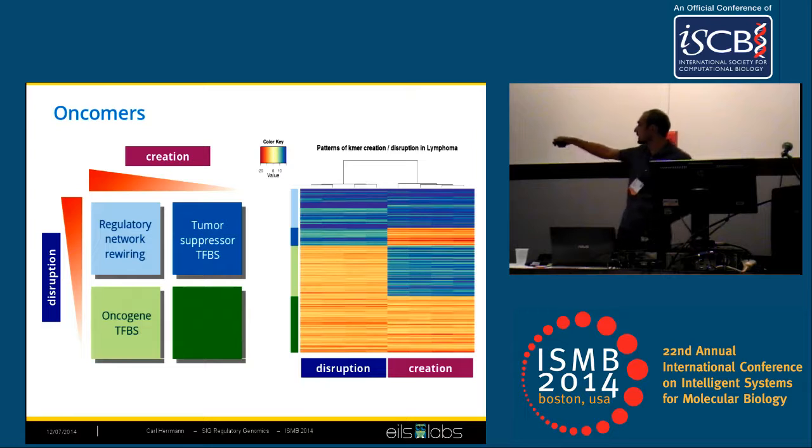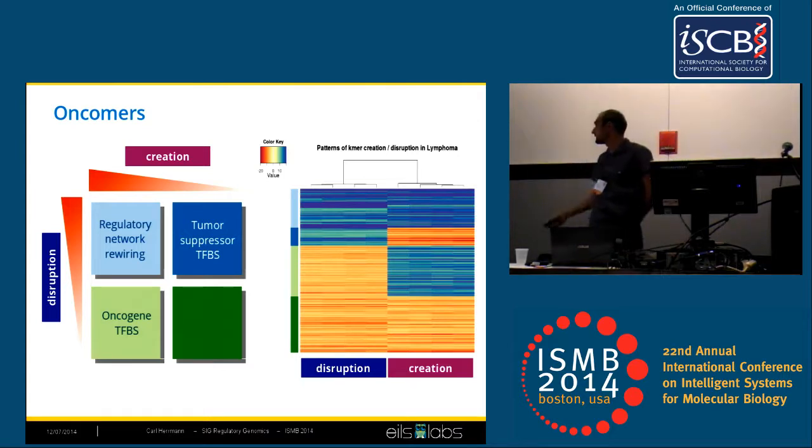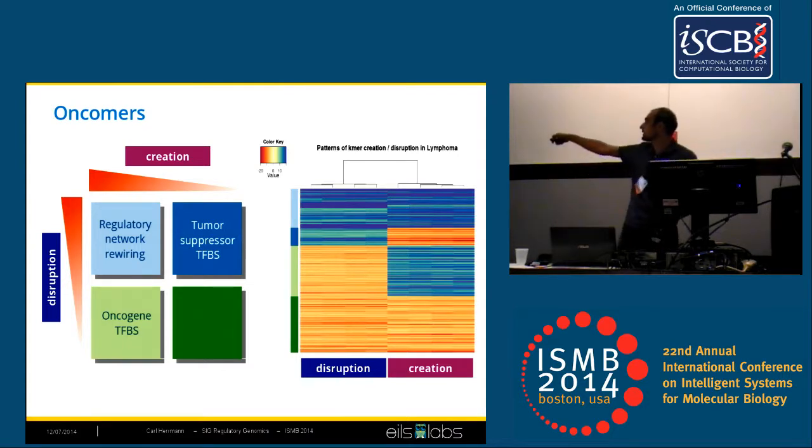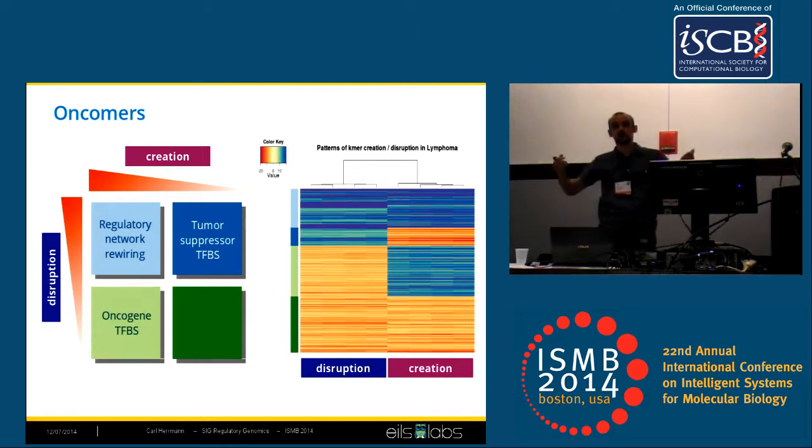This is a heat map where each line is a k-mer being either highly disrupted and created, or specifically disrupted, or specifically created. So here are some examples of our k-mers. What we do then is try to assemble these clusters of k-mers into longer motifs, and then we compare them to known transcription factor motifs.